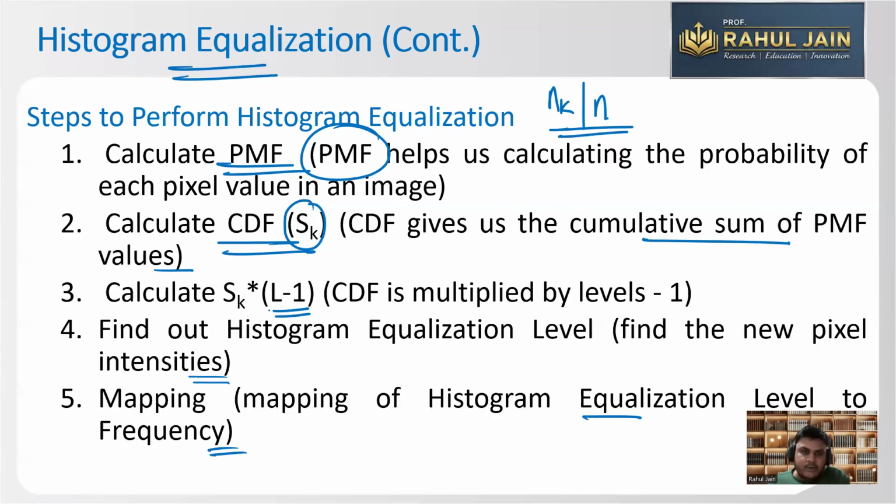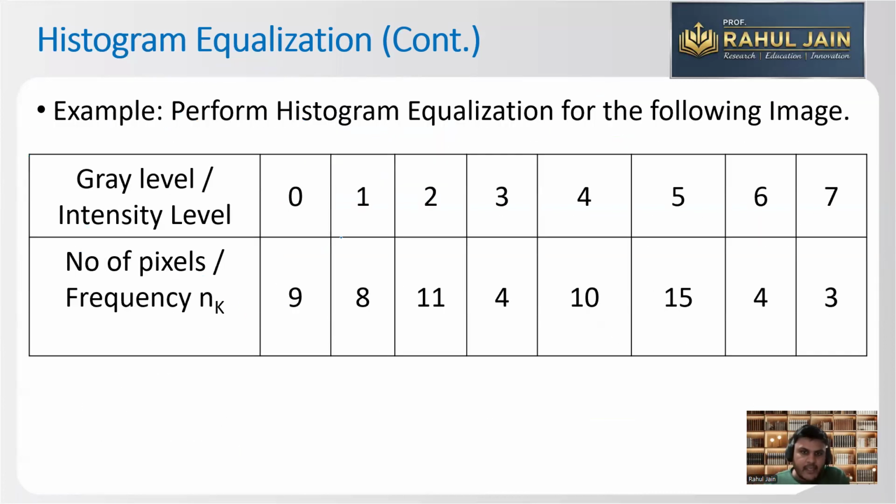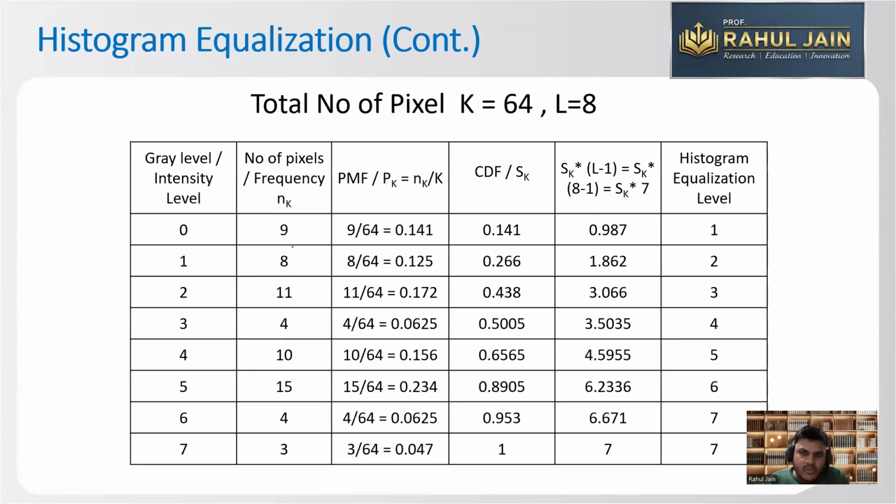And then we can map the histogram equalization level to the frequency. So for example, let's implement all these steps for this problem, for which we have already seen how to calculate PMF and CDF in the previous lecture, right? You know that 0 is occurring 9 times. So the PMF value is 9 divided by the total number of pixels, that is 64. So 0.141 is the PMF value. Similarly, the frequency of intensity 1 is 8, so the PMF value is 8 divided by 64, which is 0.125, right? And similarly for all the intensity levels, these are the PMF values, correct?